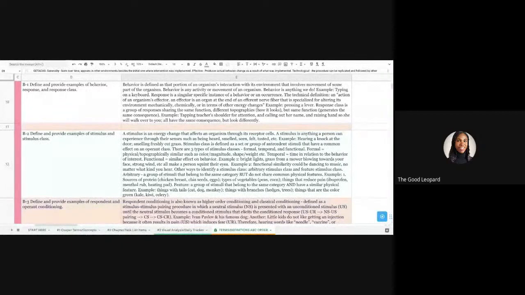Formal means physically or topographically similar, such as color, magnitude, shape, weight, etc. Different ways that it looks, different ways that it sounds. Okay, that's formal similarities. Temporal means time. Temporal, time.